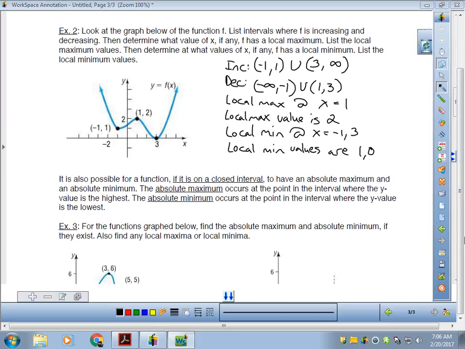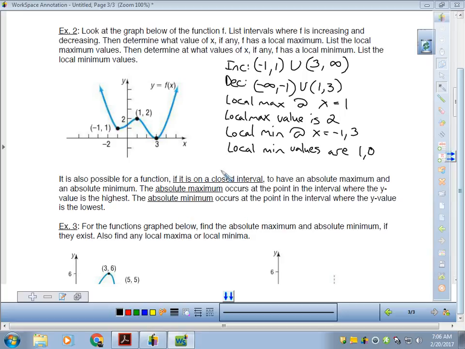Alright, the next thing we're going to talk about is absolute maximums and absolute minimums. It is possible, if you're looking at a closed interval, meaning only from a certain x to a certain x, that the graph has an absolute maximum and an absolute minimum. An absolute maximum means what is the absolute highest point in this interval. So what is the absolute highest y value? Where is it at? Absolute minimum, on the other hand, is what is the absolute lowest y value? What is the absolute lowest point on this graph within this interval?